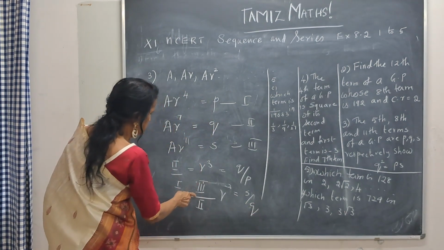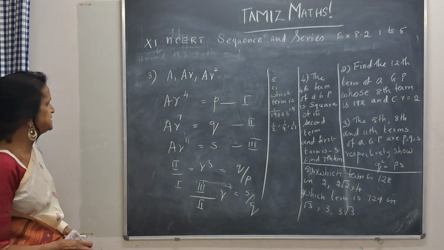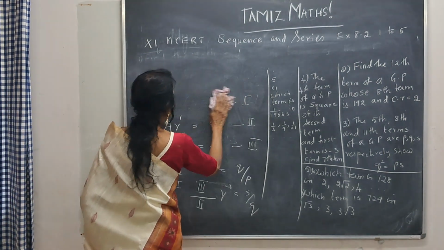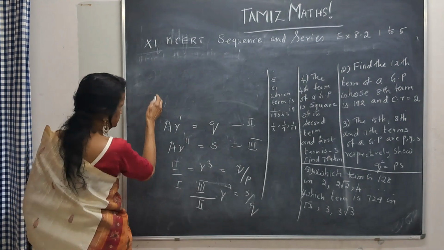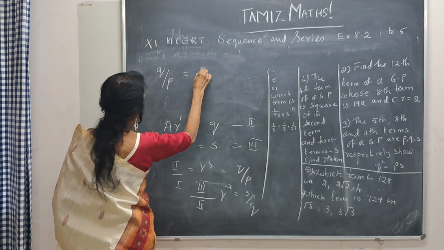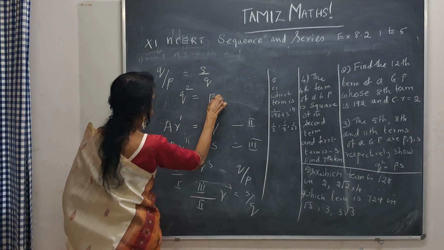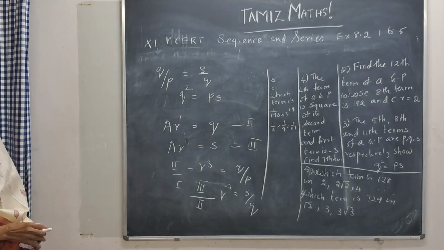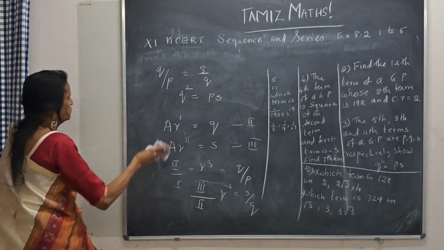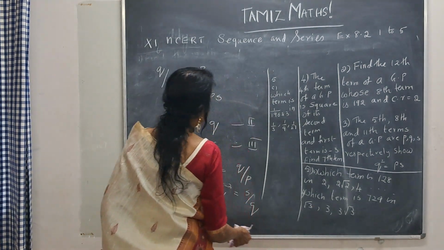Now both are equal. This is r cube and this is also r cube. So both are equal, so let us equate them. Q by P is equal to S by Q. So Q square is equal to PS. Okay? Q square will be equal to PS. This is regarding problem 3.